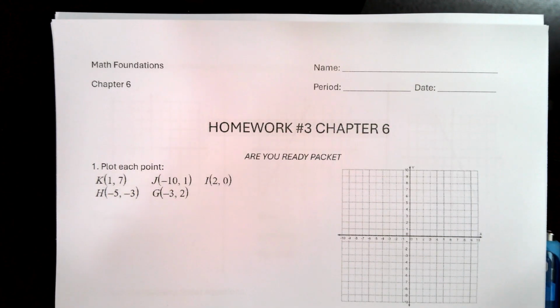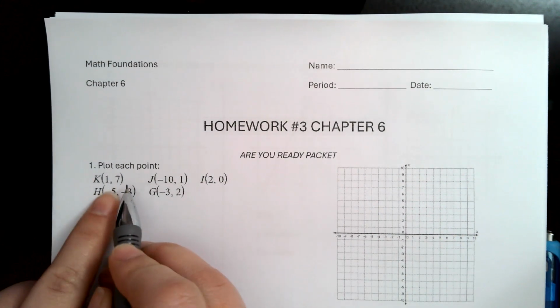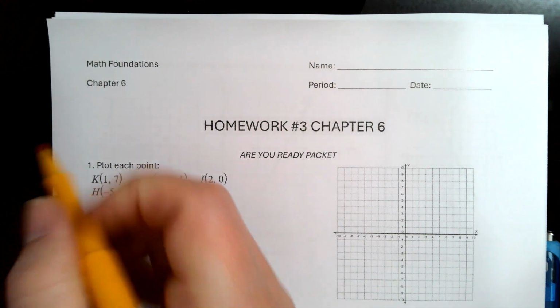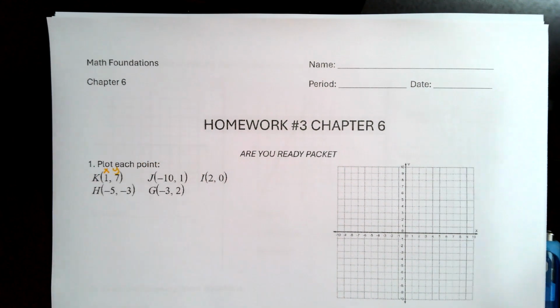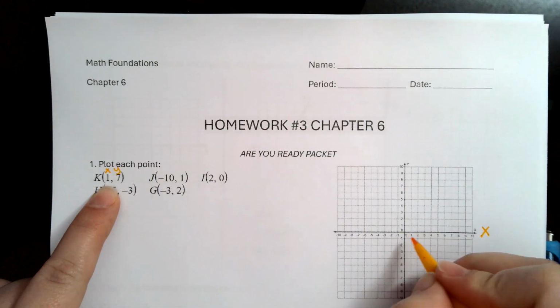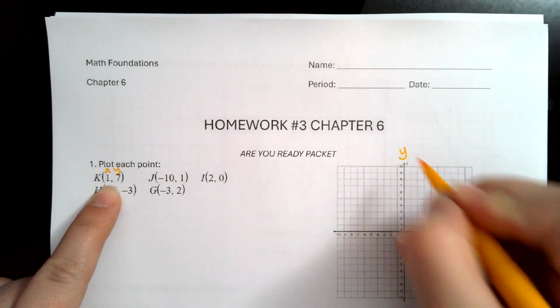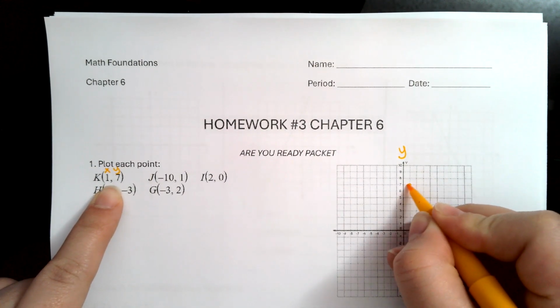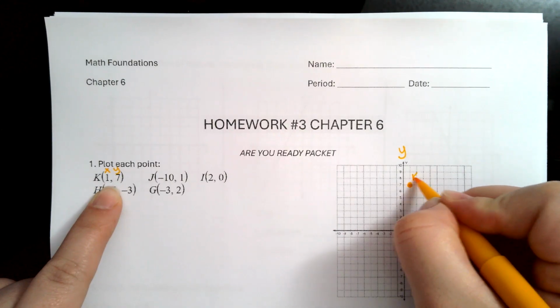In question number 1, this is asking us to plot our points. So we are going to look at the x numbers and the y numbers, and then put those on the graph. So let's start with k. K, we have x and y. So for x, we're going to find the number 1. And for y, we're going to find the number 7. Then we want to write the letter k.